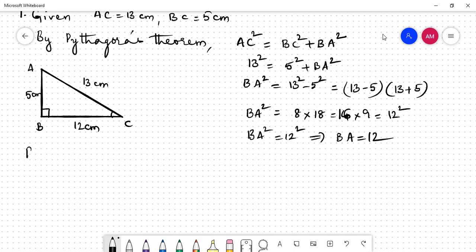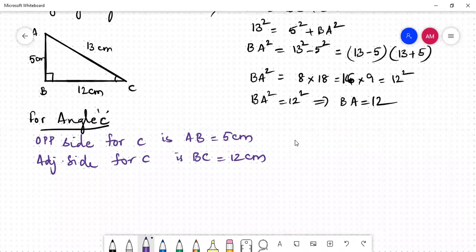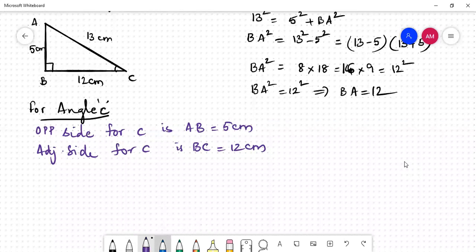So for angle C, what is the opposite side, ma? Give response, ma. Opposite side for C is AB. Very good. AB is equal to how much? 5 centimeters. What is the adjacent side for C? BC. BC is equal to how much? 12 centimeters, isn't it? Okay. Now let us find sin C.